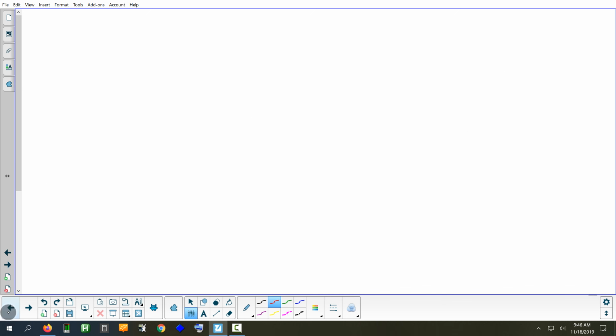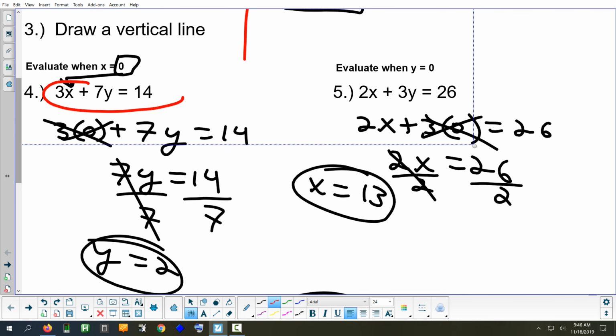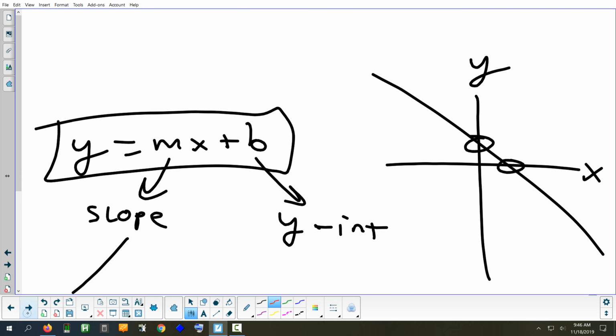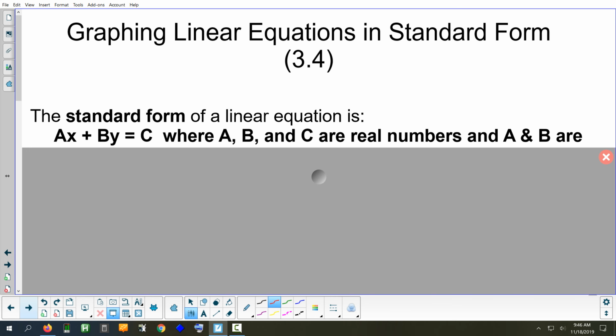You guys already saw a couple examples of standard form. Right here. That's standard form. The y isn't by itself. Same thing here. The y isn't by itself. But we've practiced and we know that we could get the y by itself if we minus the 2x to the other side, and then we'd have to divide by 3. You guys did that on the last test, right? You got it by itself. So, slope-intercept form looks like that.